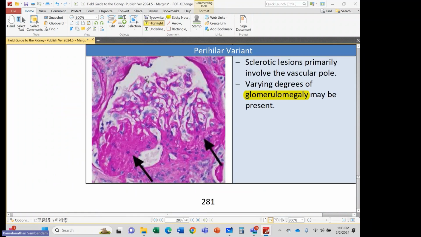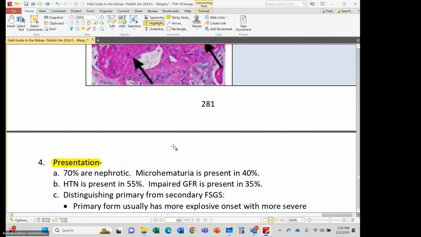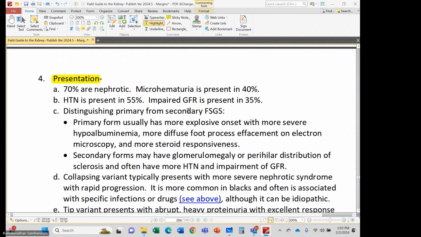Okay, but remember again, it's often the case you don't slice the glomerulus right at the vascular pole. So just because you don't see perihilar FSGS doesn't mean you're not dealing with a secondary form of FSGS. Okay. Some of these patients are nephrotic, some of them are not. Again, microhematuria is quite common to see. Hypertension is more consistent than with minimal change disease. And these patients will often have varying degrees of CKD or impaired GFR.